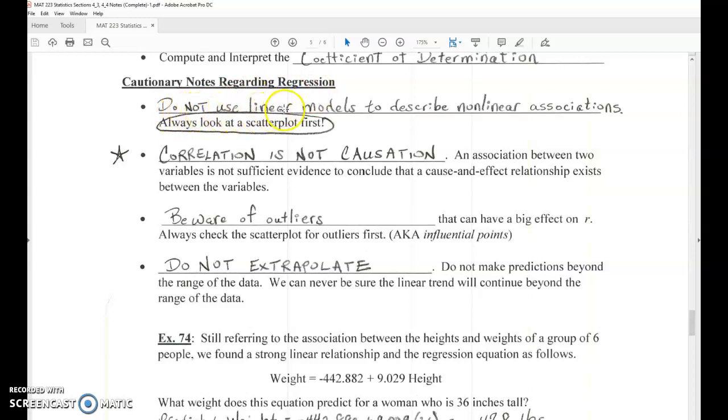Do not use linear models to describe nonlinear associations. So we have to look at a scatter plot first. If the scatter plot shows us that there is an association, but it doesn't look linear, it looks like it follows a parabola or something else, then we cannot use linear regression to do this.